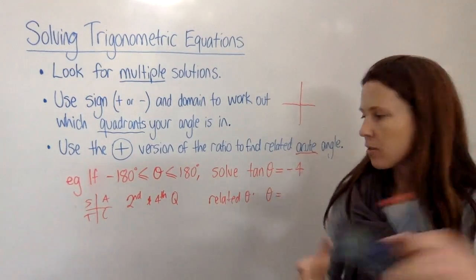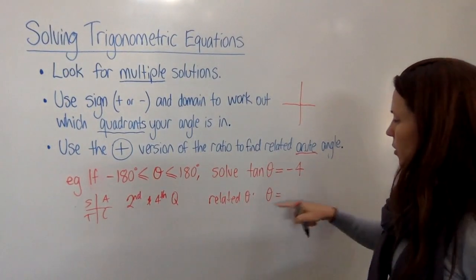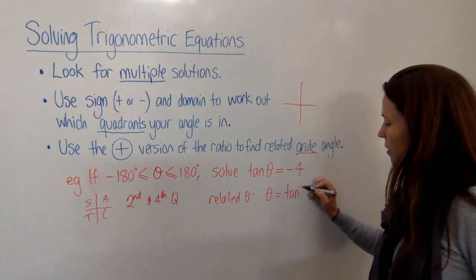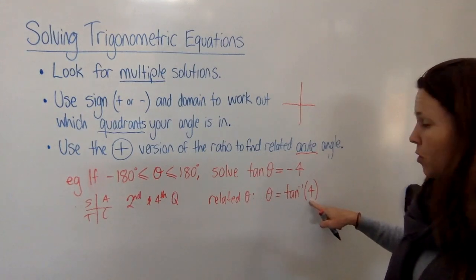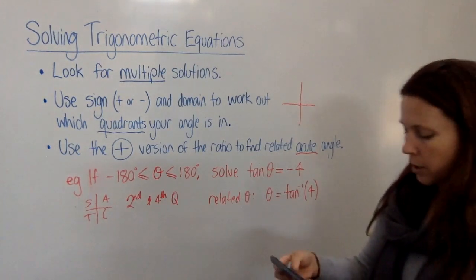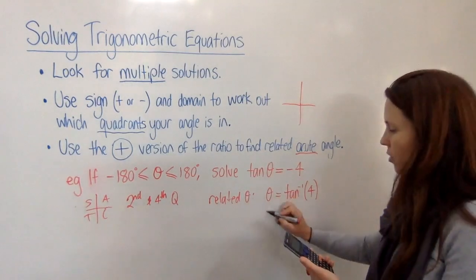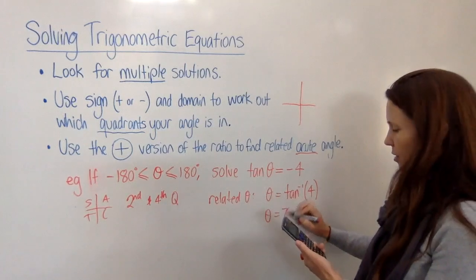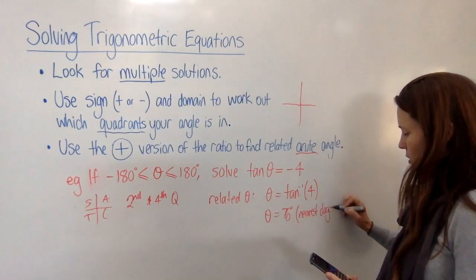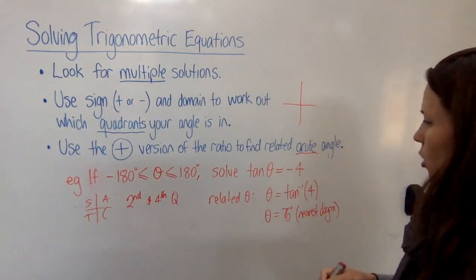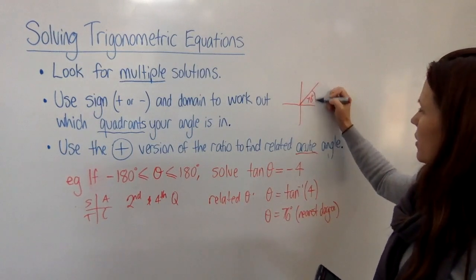So next step is you think, all right, we're going to need our calculator for this because it's not an exact one that we know. So the inverse tan of 4, notice I'm not putting -4 in here, I'm just putting 4 because I'm finding a related positive angle. I type in inverse tan of 4, and to the nearest degree, theta is 76 degrees. Now if you've rounded it off, say what you've rounded it to, nearest degree.